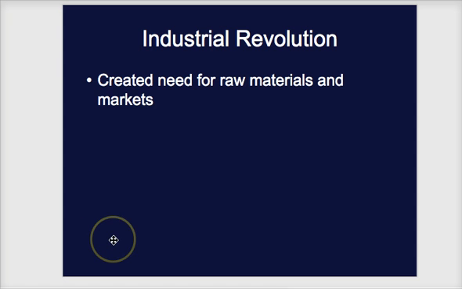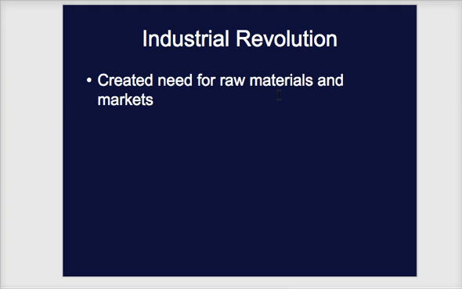So one, we talked about the Industrial Revolution. Remember, factories need raw materials. And remember, raw materials are not only natural resources, but also materials to create something. For example, if I'm doing a textile mill, I'm going to need cotton to make the cloth, but I'm also going to need coal to power the machines. So we have this need for raw materials.